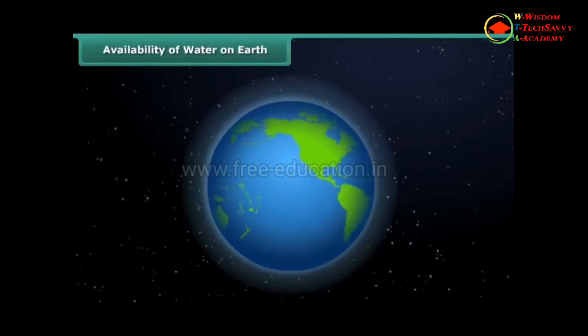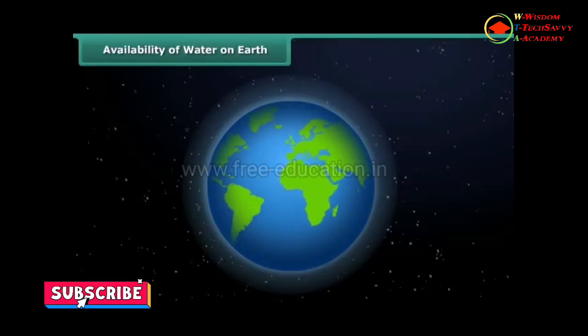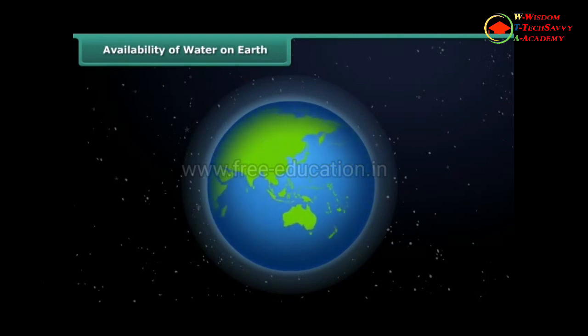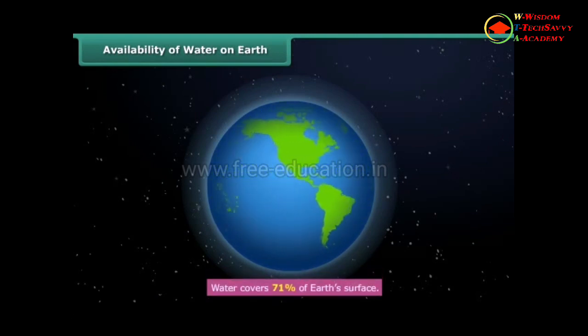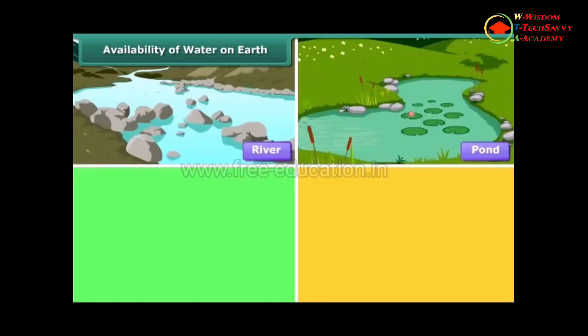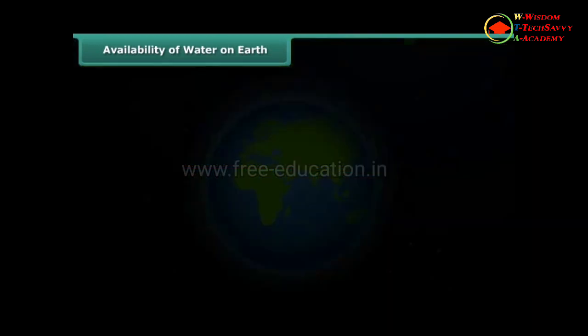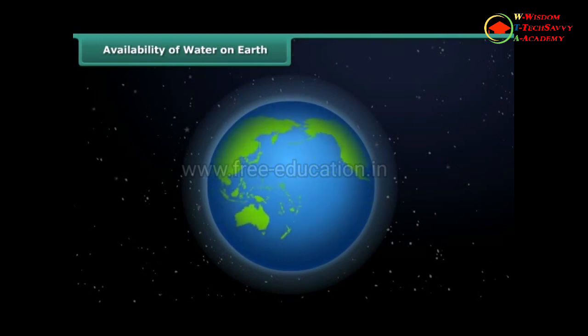Earth is called the blue planet. Can you guess the reason? Yes. Water covers 71% of Earth's surface in the form of rivers, ponds, oceans and streams, thus making it appear blue in color when seen from space.